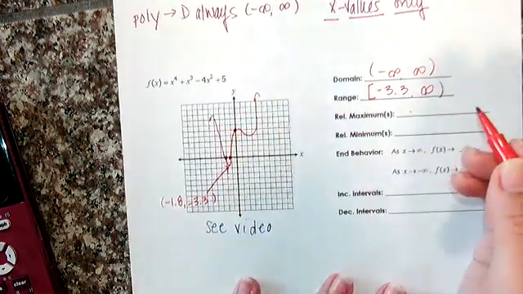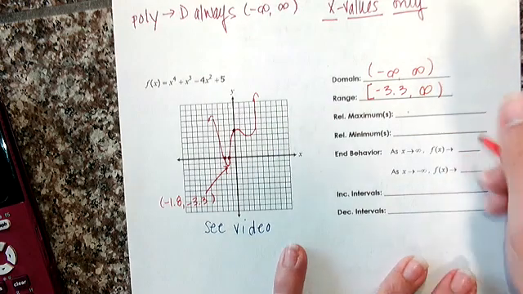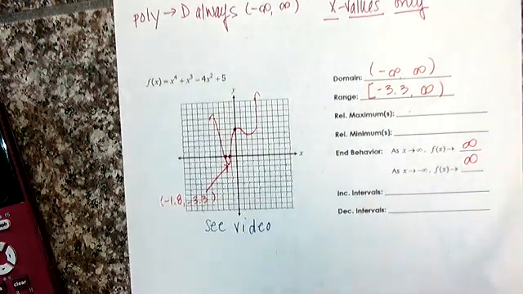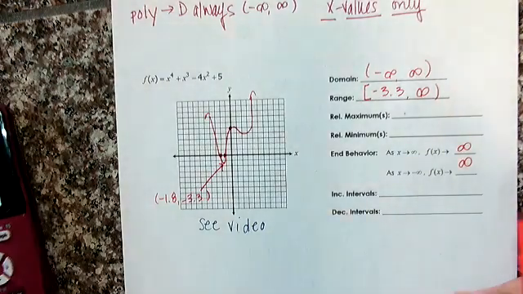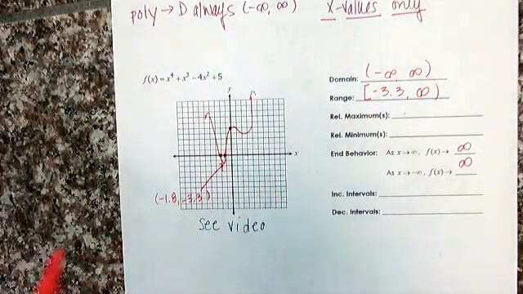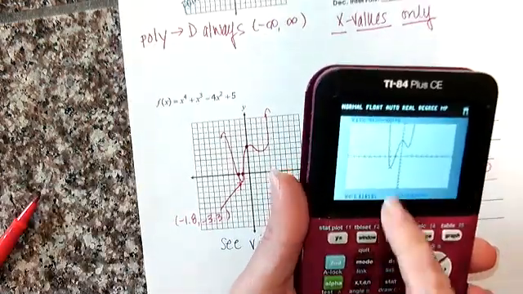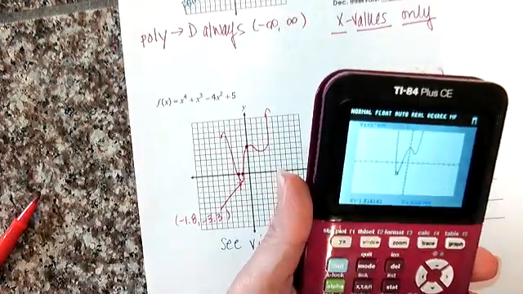The end behavior of this graph is up, up. So these are both infinity. I'm going to find out the actual values of this minimum and this maximum.